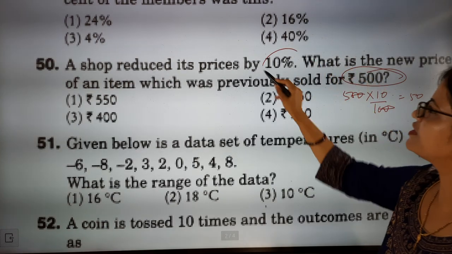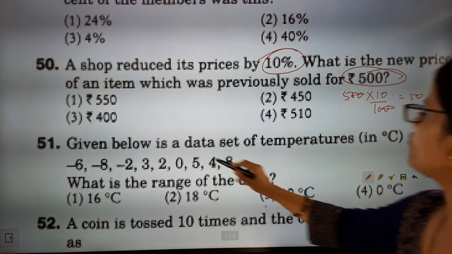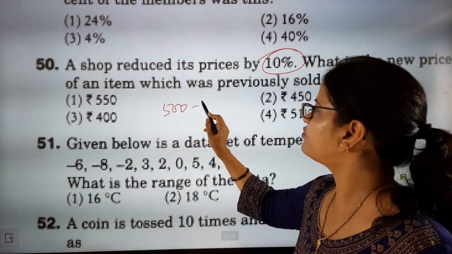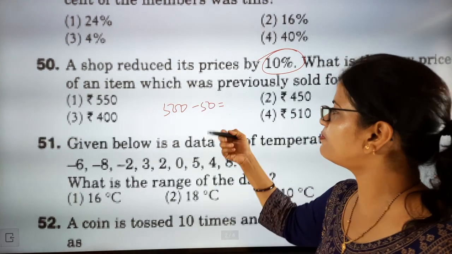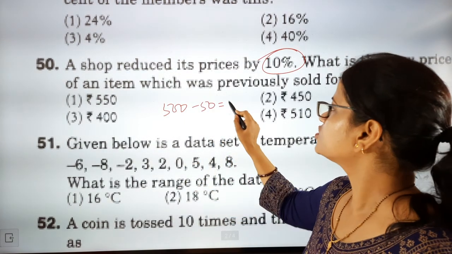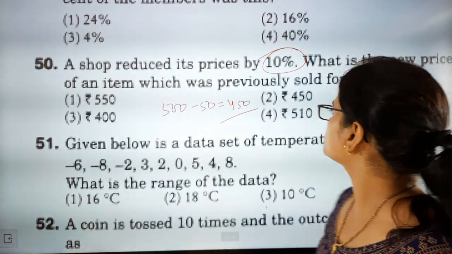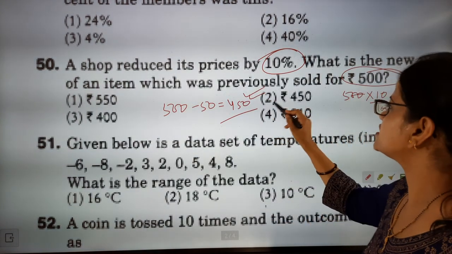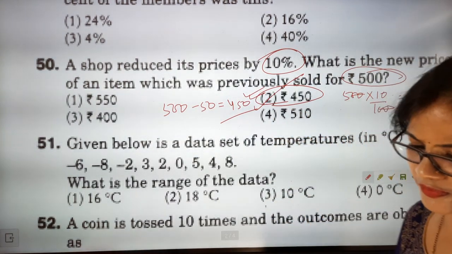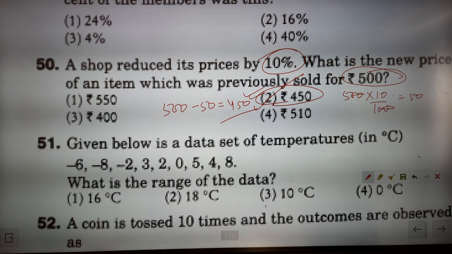Initially they were selling it at 500 rupees. Now a 10% reduction has been done. So from 500 rupees, 50 rupees is reduced, meaning 10% of 500 is 50 rupees. So how many rupees are they selling it for now? Sorry, they are selling it for 450 rupees. So the second option will become the answer. 450 rupees will become the answer. Directly you do it.